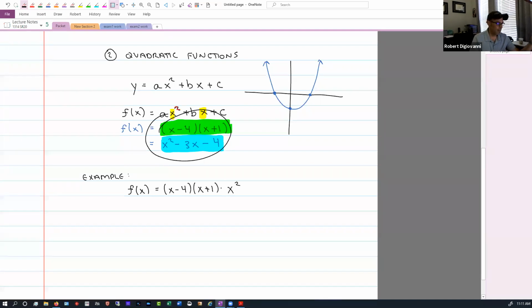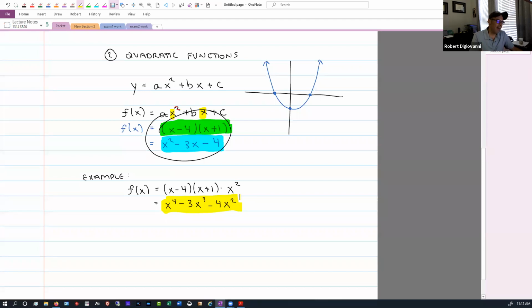Okay? Now, if I did that and multiplied that all out, I'm not going to go through the steps. I just want you to see what it would become. It would become x to the 4th minus 3x to the 3rd minus 4x squared. So this, in yellow, is what we refer to as a polynomial function. It has x in it.